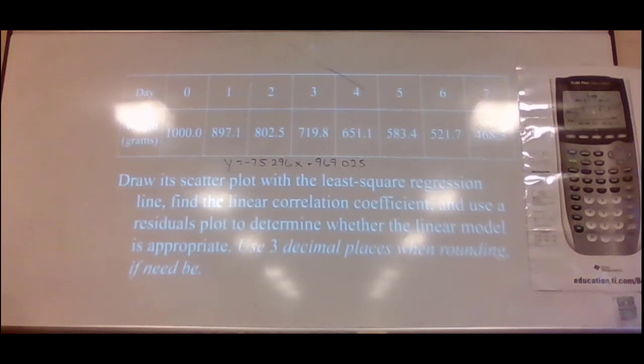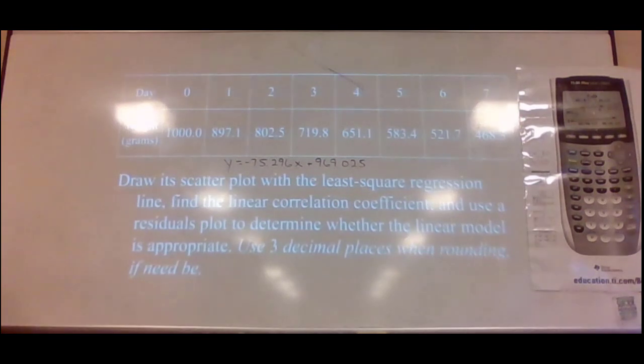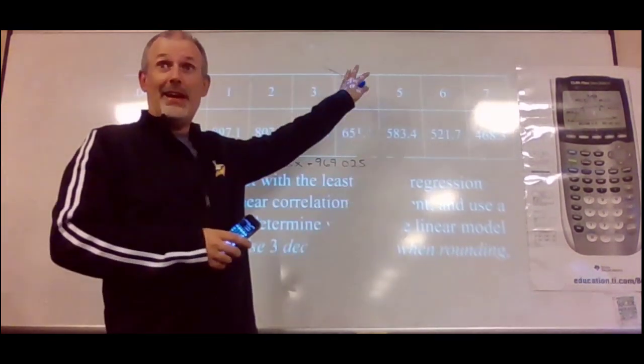Okay. Now, what did you get? Did you do it on your calculator? Mm-hmm. Okay. Can I see your graph? Oh, you already did the residual. You're a step ahead of me here. Oh. That's okay. We'll come to that in a second. Okay. But did everybody get a picture that kind of looked like that?